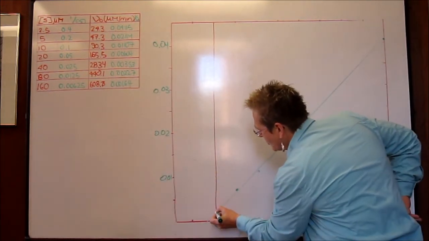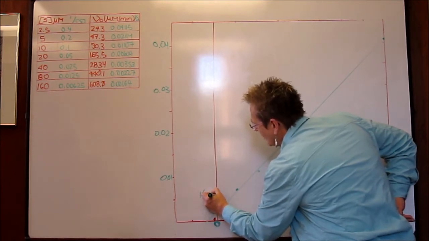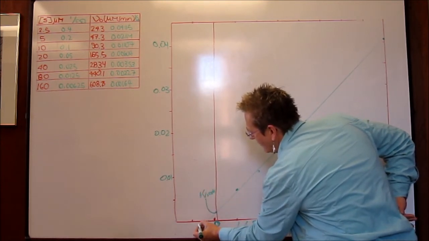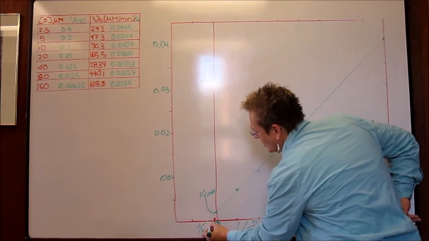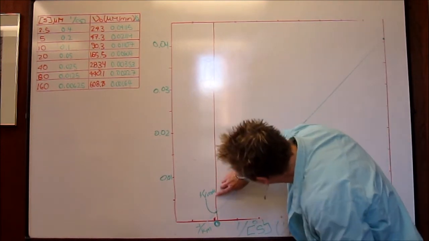The key parameters are 1 over V max, which is here, and -1 over Km, which is here. That's going to be really hard to read off this graph, but I'll do my best.